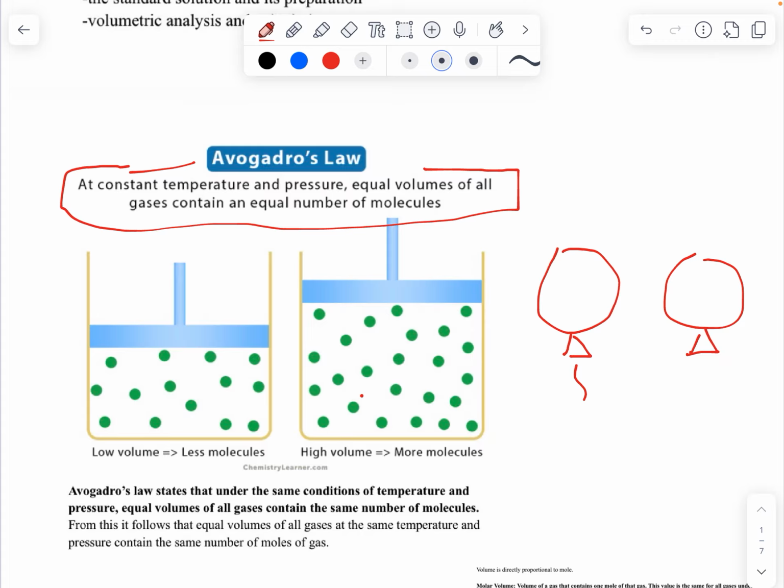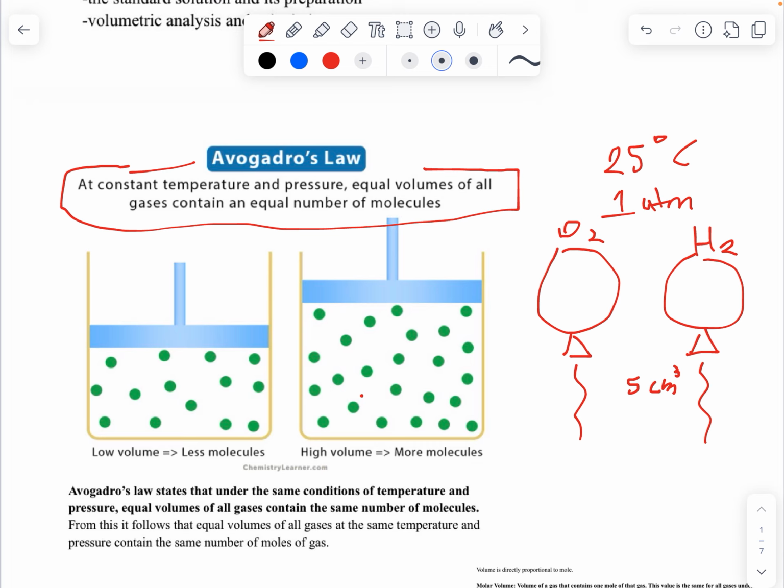For example, let's say I have these two balloons, and I love to use the balloons example. I have these two balloons at 25 degrees Celsius and 1 atmospheric pressure, 1 atm. This balloon contains oxygen gas and this balloon contains hydrogen gas. We're going to say they are the same volume, about 5 cm cube. So it's the same temperature, 25 degrees Celsius, the same pressure, 1 atmospheric pressure, and the same volume.